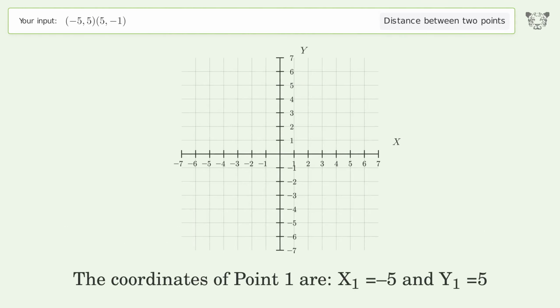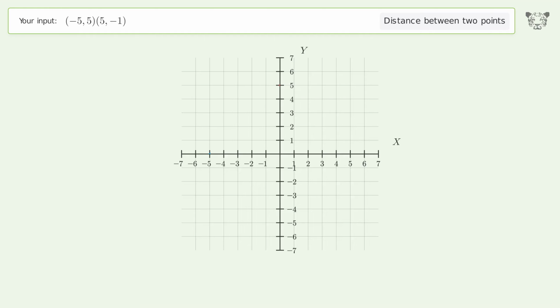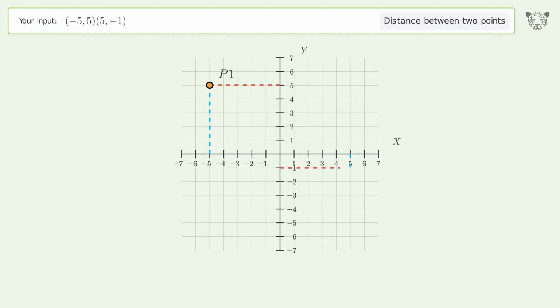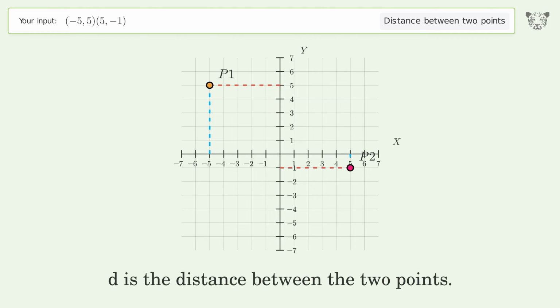The coordinates of point 1 are x1 equals -5 and y1 equals 5. The coordinates of point 2 are x2 equals 5 and y2 equals -1. D is the distance between the 2 points.